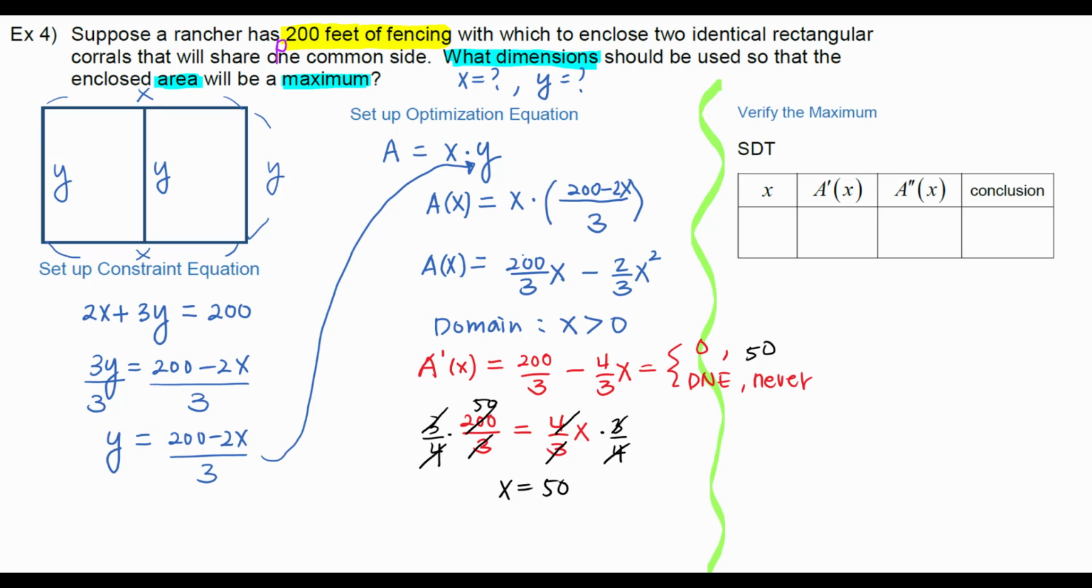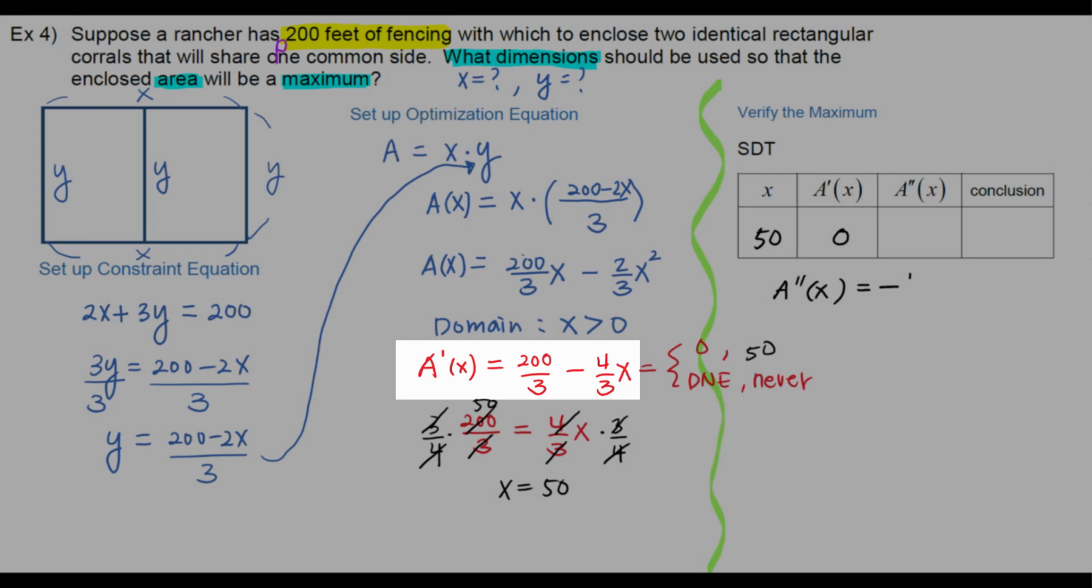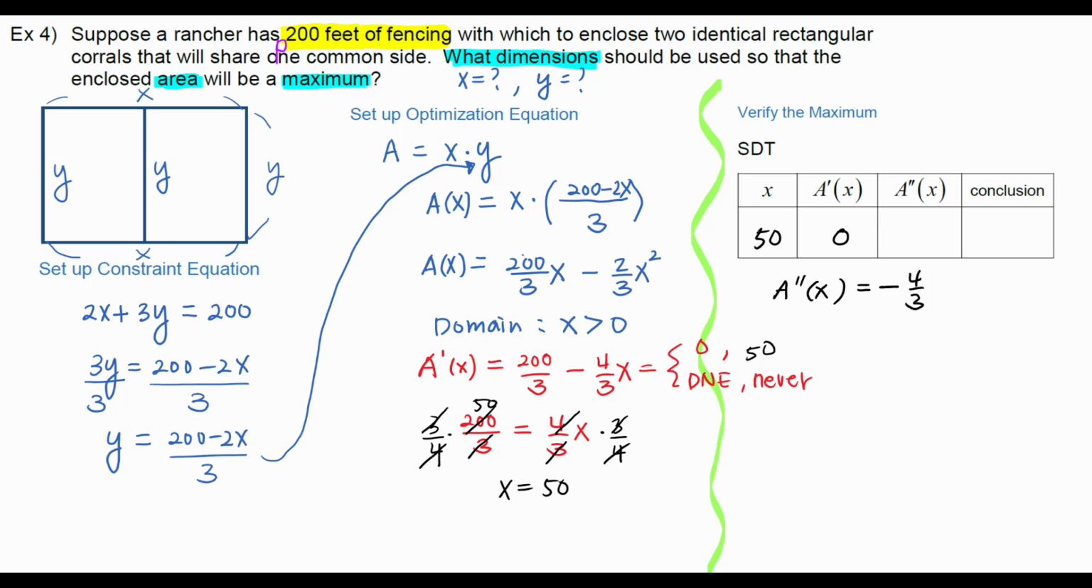So now I can do the second derivative test. What's my critical number? It is 50. And what's A prime of 50? It is 0. What's A double prime? Let's calculate A double prime now. You can get it from right here, of course. The derivative of 200 over 3 is 0. The derivative of negative 4/3 x is just negative 4/3. Oh, I just got a constant.